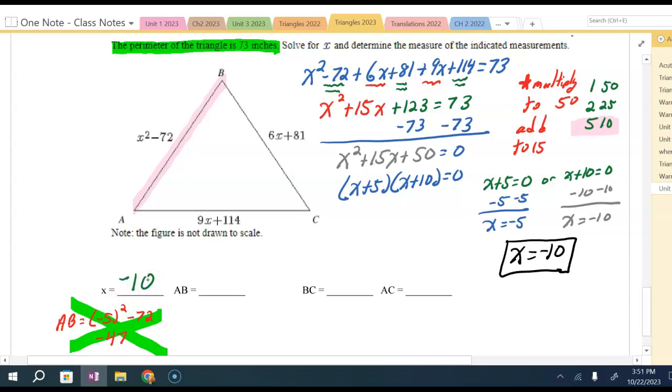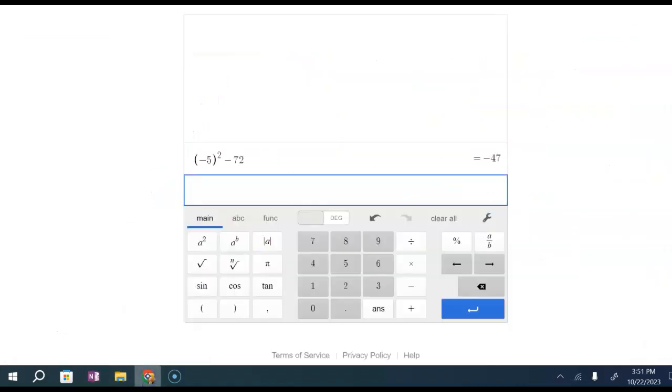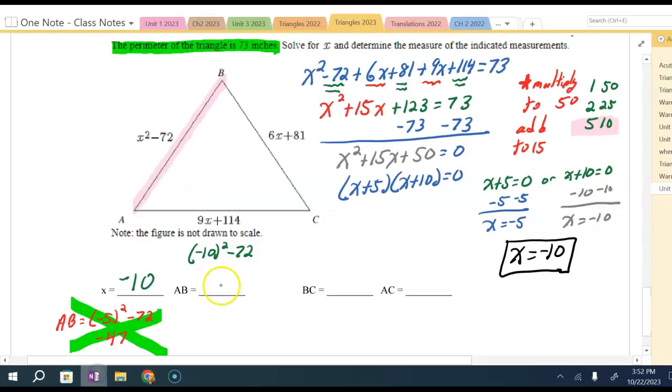So let's write down negative 10 and let's check them, make sure all these sides are positive. So AB would be negative 10 squared minus 72. So I'm doing that on my calculator, parenthesis, negative 10 squared. Oops, I typed it in wrong. So negative 10 squared minus 72. I get 28. For BC, so 6 times negative 10 plus 81. Doing that on my calculator, I'm going to get 21.